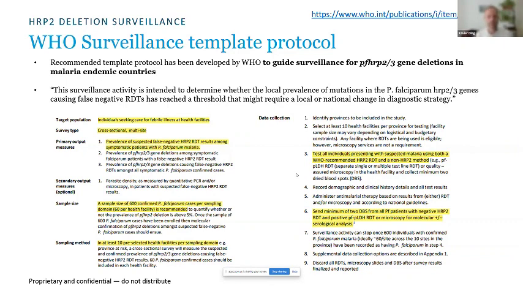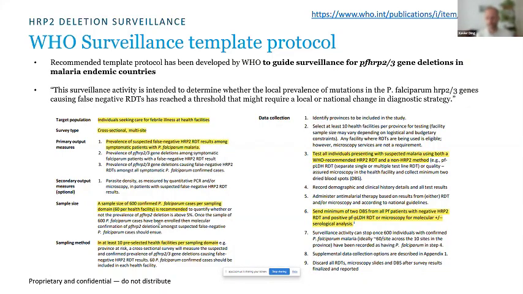Very briefly, if we go through the key aspects of this protocol, it calls for looking at febrile cases, so symptomatic malaria, in a cross-sectional manner at multiple sites, to look at the prevalence of this HRP2 deletion. The sample size recommended is 600 PF cases for a domain.